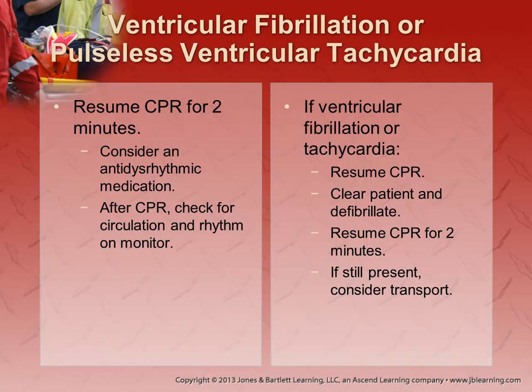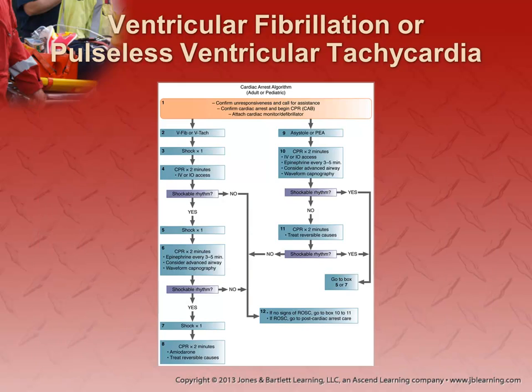Amiodarone. What's your dosage of amiodarone? Your first is 300. And then you could use lidocaine. What was the dosage of it? 1 to 1.5 milligrams per kilogram. And again, that's just the pulseless arrest algorithm.